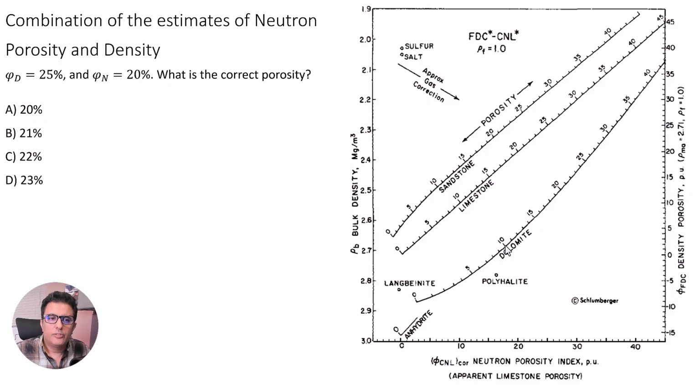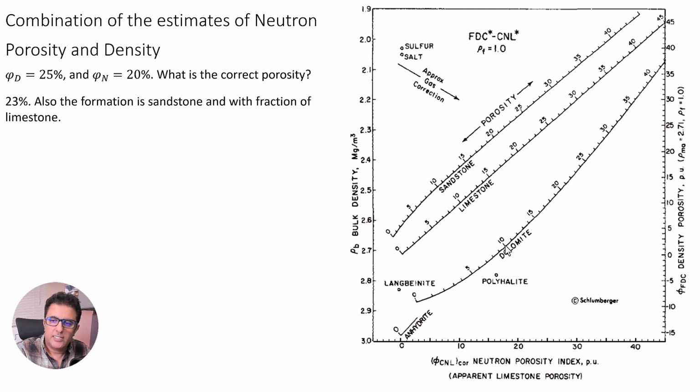You may do this example as well. I assume that phi d is 25% and phi n is 20%. Let's do this together. If we do that, yes, we are going to notice that the correct porosity is 23%, and this is how it works. And for this example, you may notice that the lithology is dominantly sandstone.